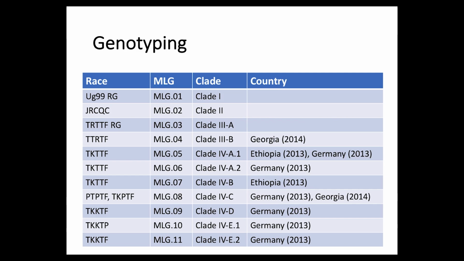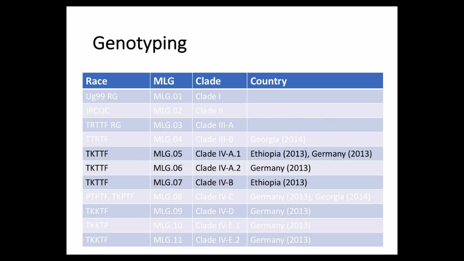From the SNP chip, we defined MLG groups and their corresponding phylogenetic clades. This gives a representation. If we concentrate on this cast of characters that Africa saw, in Germany, and a little bit in Georgia, we kind of ignored the 2013 clan. We have 11 different MLGs. Now, what I want to point out is that in this case, we have 3 different MLGs, so 3 different genetic groups, that all have the same race, they're all TK-TTF. Okay?